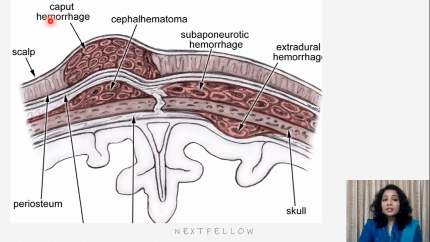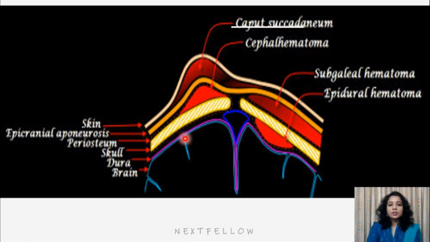And we can see the caput here also, where the fluid or blood collection is in the subcutaneous tissue. It is called caput succedaneum. So here we can see a schematic image, again helping us understand the various types of blood collection.